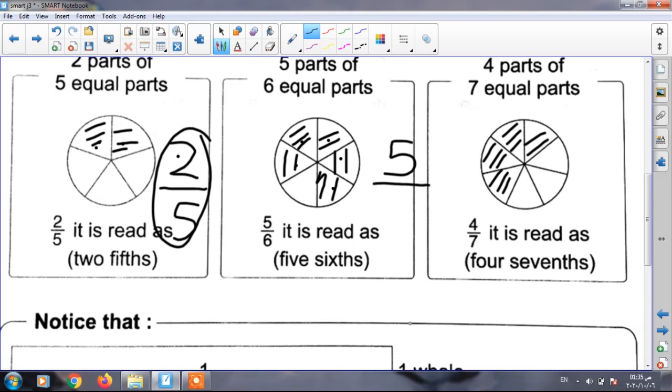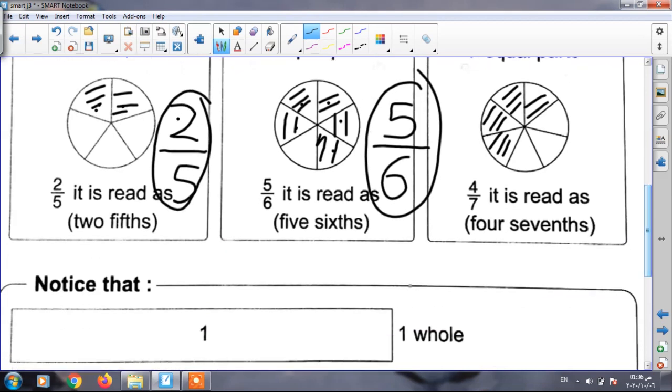Okay, and it represents the all parts. Here I have how many parts? 6. Excellent. So if I want to read this fraction, this is called 5 over 6 or 5 sixths.